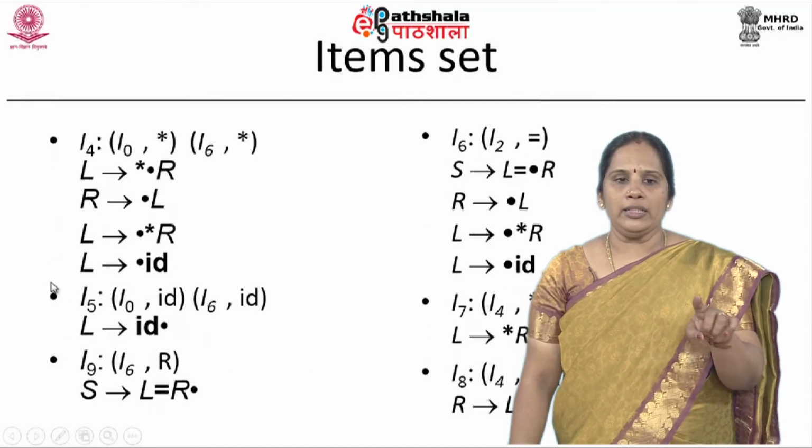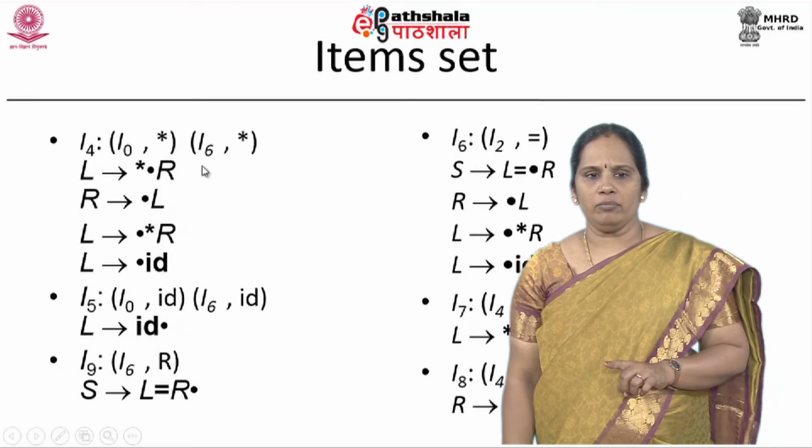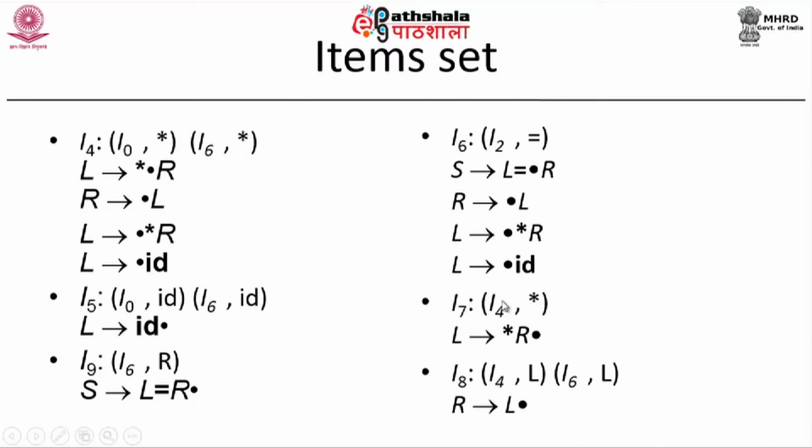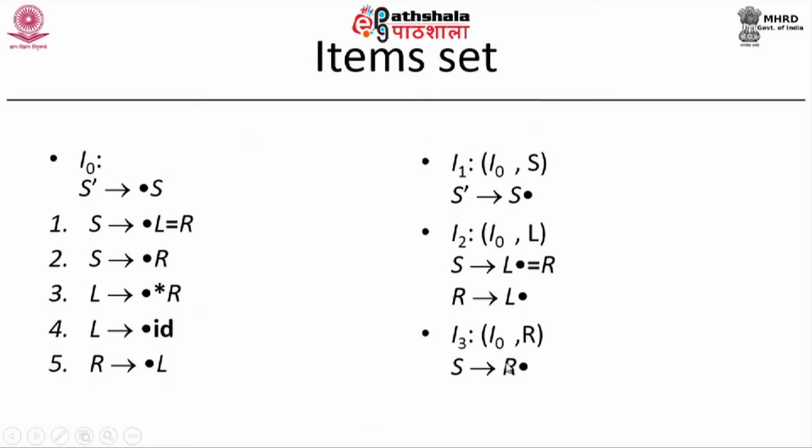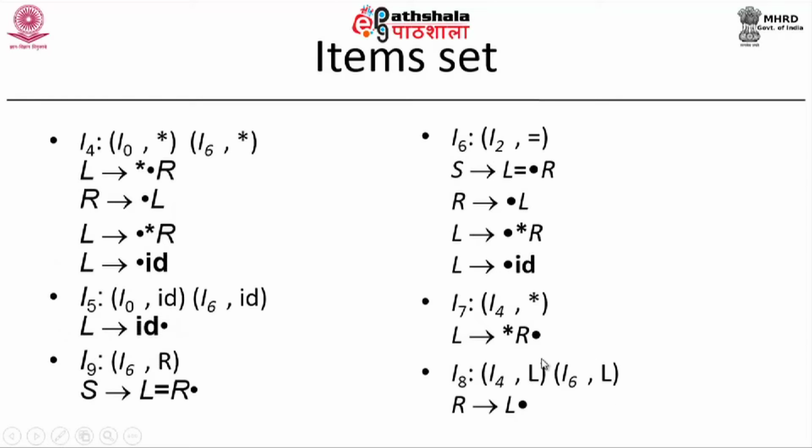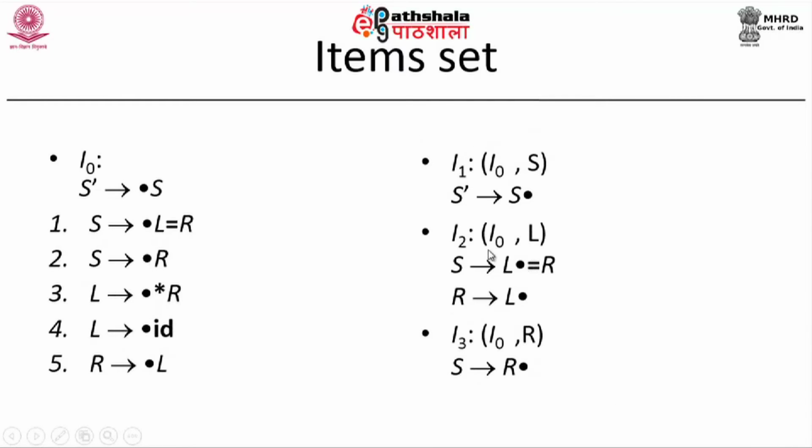Now, I4 comma R, which is nothing but L produces star R dot, shifting the dot by one position to the right. And then I4 comma L, which is nothing but R produces L dot, and I6 comma L, that is also R produces L dot. So, this I2 and I8 are not the same because I2 has got this production also, okay.